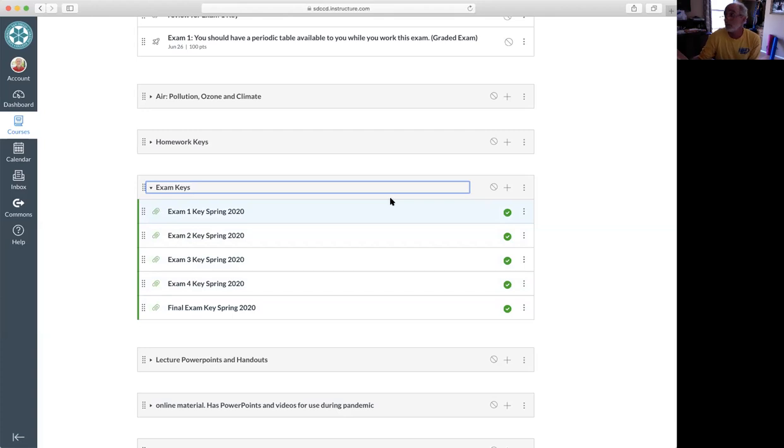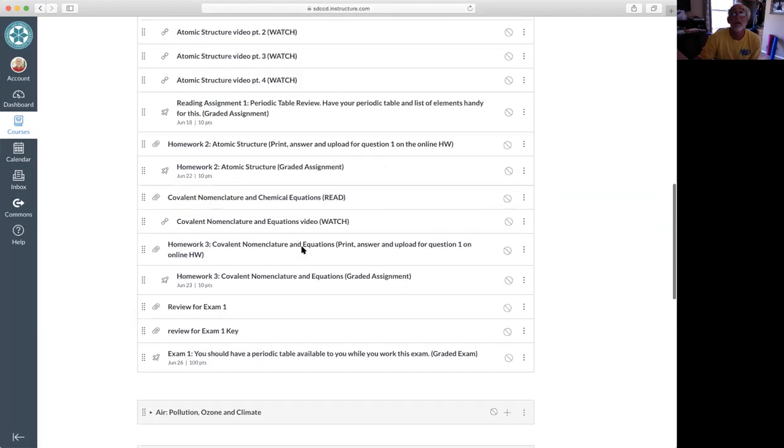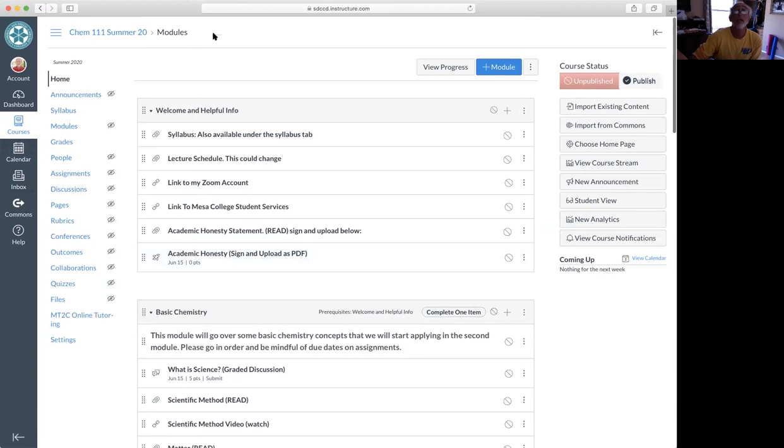So when you get your grade back, you can look at the answer key and see what the right answers were, because Canvas doesn't show you what the right answers are, but I will post the answer key that will tell you. So that's pretty much the Canvas site and the syllabus.